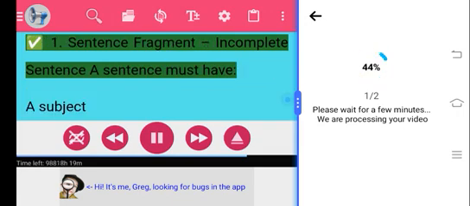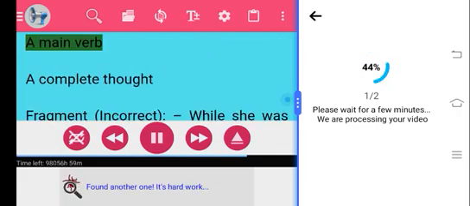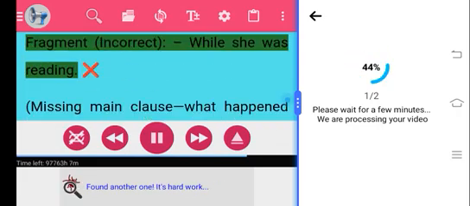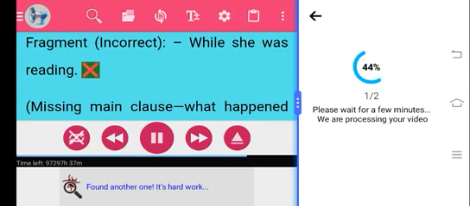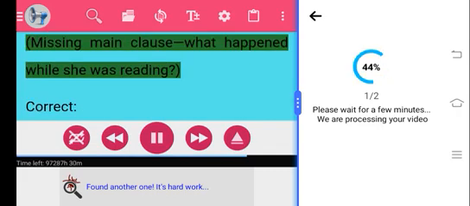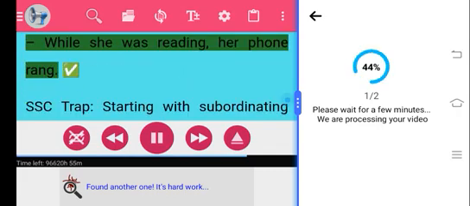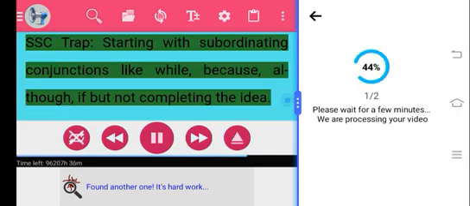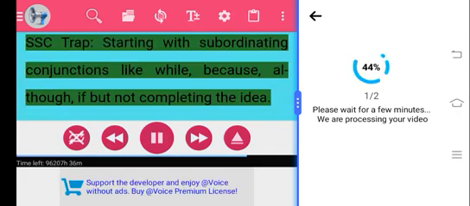1. Sentence fragment. Incomplete sentence. A sentence must have a subject, a main verb, and a complete thought. Fragment, incorrect: While she was reading. Missing main clause. What happened while she was reading? Correct: While she was reading, her phone rang. SSC trap: starting with subordinating conjunctions like while, because, although, if but not completing the idea.